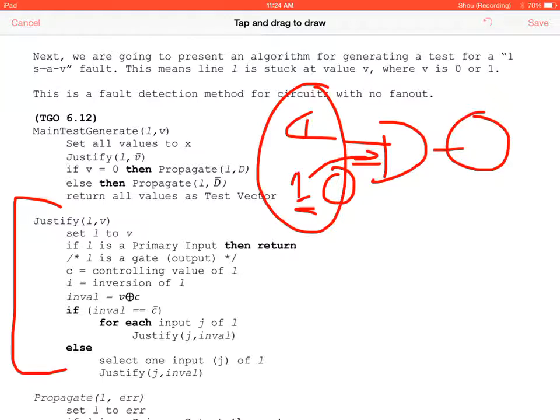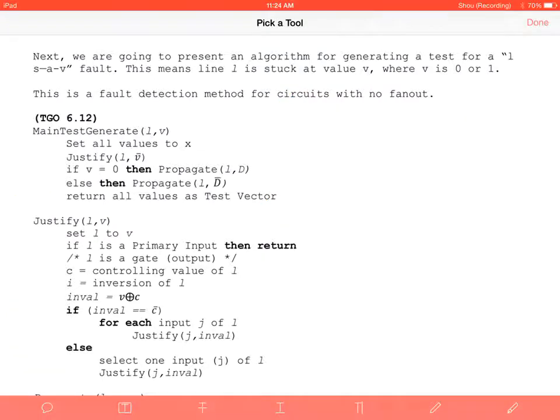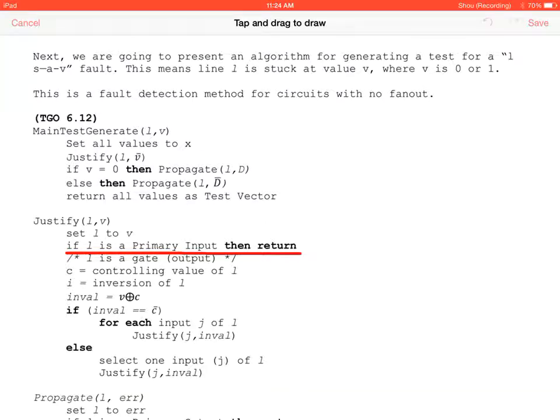In order to do that, you had to figure out, first, if L is a primary input, that means return. That means if we're here and we figured out L, we've gotten to the primary inputs and we can terminate the algorithm. In our next example, I'm going to show you step by step how this works. But if we continue, this means that L is a gate, right? The output of a particular gate. That means we're going to find the value C as the controlling value of L. This is why knowing the controlling values is important. And then we're going to define I as the inversion of L.